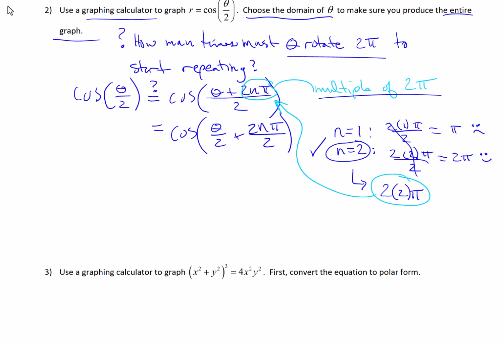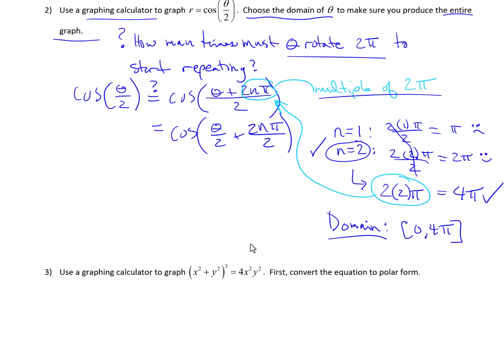So what does that mean? Well, it means when we have 4 pi, then we get the result we want when we're adding in that numerator 4 pi. So what that means is that our domain for this function, in order to repeat on itself, would be from 0 to 4 pi.